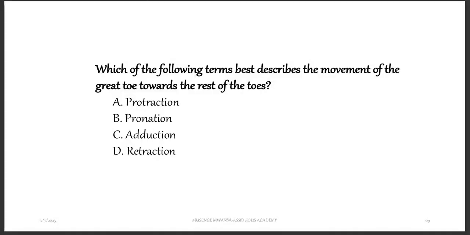Which of the following terms best describes the movement of the great toe towards the rest of the toes? The great toe towards the rest of the toes. Protraction, pronation, adduction, retraction. What do you think on this one? Movement of the great toe towards the rest. Evelyn says C. What do others say? That's actually correct. When you move structures towards each other, that is adduction.